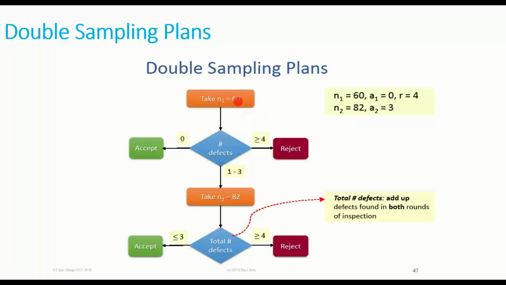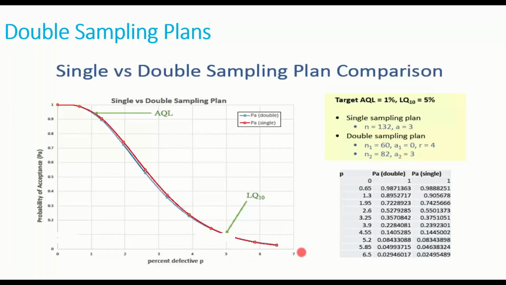And that's basically what it's saying here. Take 60. Here's our number of defects. If it's 0, yay, we're happy. If it's 1 to 3, we go down to our next step. If it's greater than or equal to 4, we're done, rectifying, okay? But if we have 1 to 3, good, we'll go down in here, pull our 82, look at our total number of defects. If they're less than or equal to 3 for both the first and the second set, then we'll accept. But if they're greater than or equal to 4 for the first and second set, we reject and go to rectifying inspection. So that's basically that.